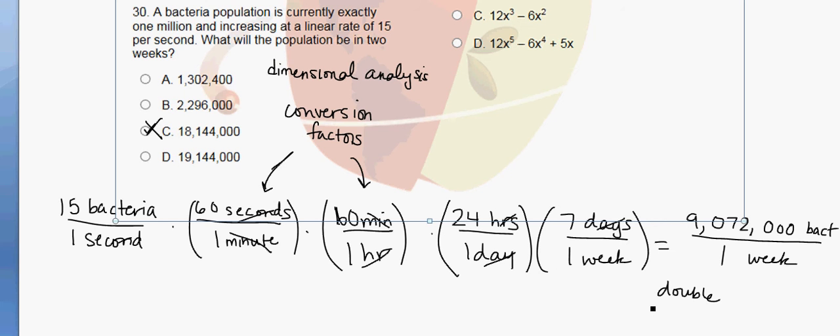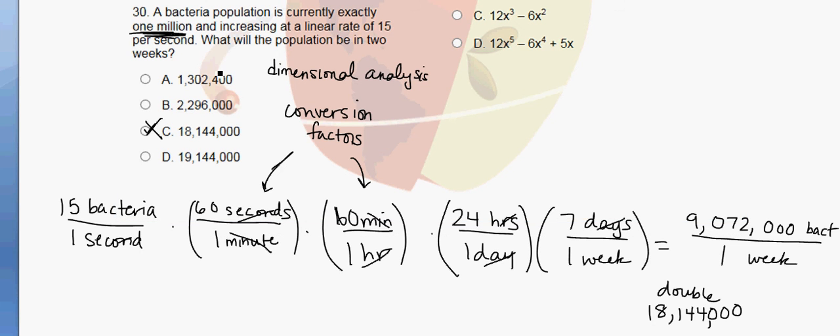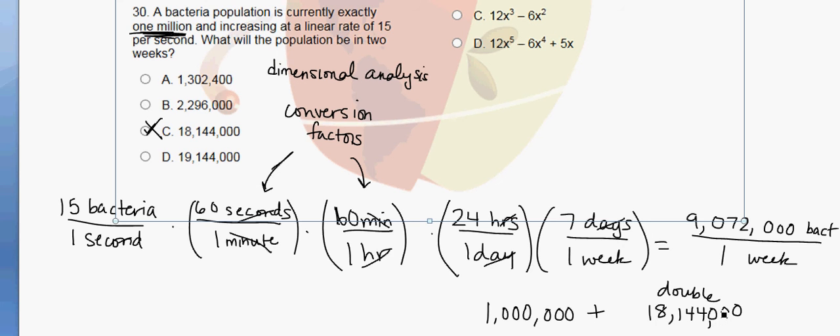We're doubling it. Doubling it does give you the 18 million number. But the question asks us, what will the population be? So not how much has it doubled, not how much has it increased by, but we start with our original amount, right? We started with 1 million. And then this is telling us how fast it was increasing, right? It was increasing at a rate of 15 bacteria per second, which is equivalent to this 18 million number in 2 weeks. So this is the amount that it increased, plus we have the million to start with. And that gives us how much we have at the end.